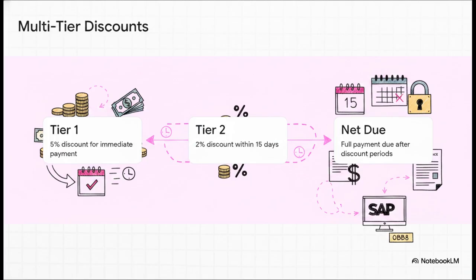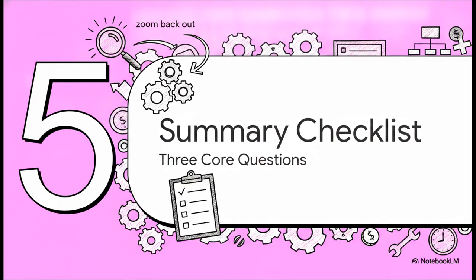Vendors stagger these deals to incentivize cash flow as quickly as humanly possible, while still giving you a bit of a break if you just manage to pay on time. By plugging these specific percentages and days into OBB8, SAP automatically enforces this sliding scale for every single invoice from that vendor. It's brilliant. And finally, Section 5, your summary checklist, 3 core questions.